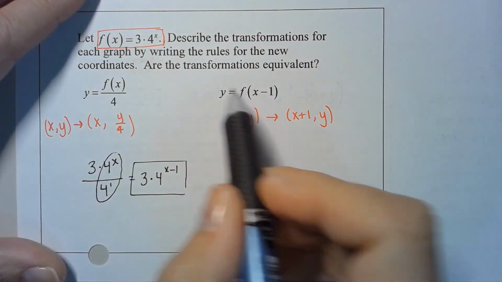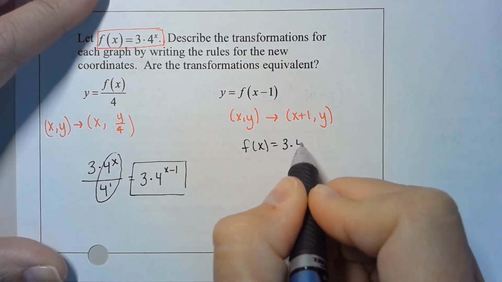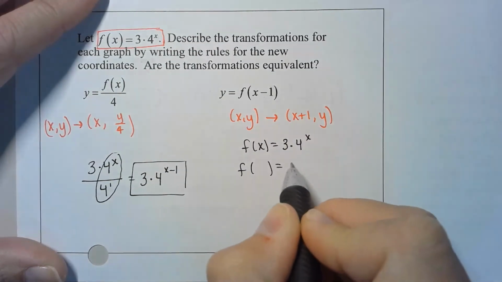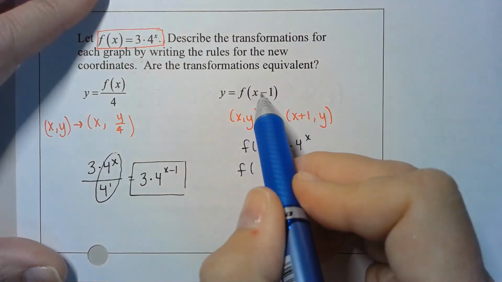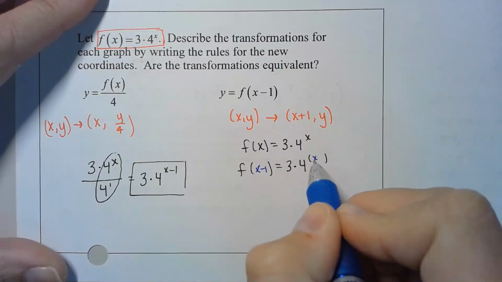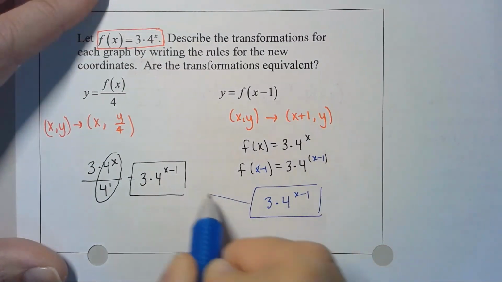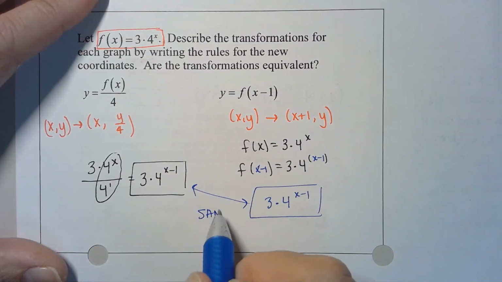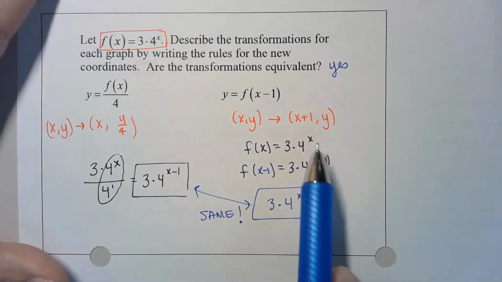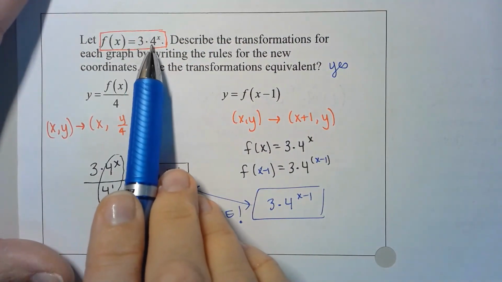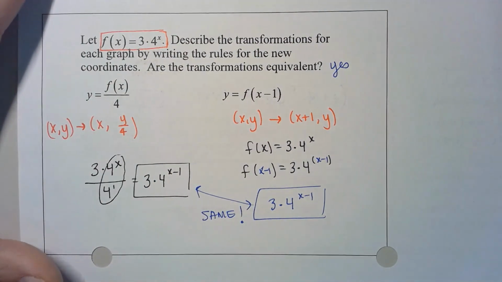Let's look at this one. This says if this is f of x, then f of blank equals 3 times 4 to the blank. If they want me to find f of x minus 1, let's put a minus 1 in there. Oh, isn't that the same? So yes, the transformations are equivalent. Wild, isn't it, that moving this graph to the right one is essentially the same as a vertical compression. Just interesting.